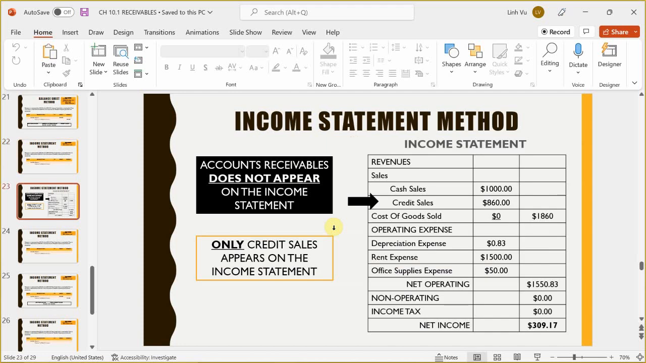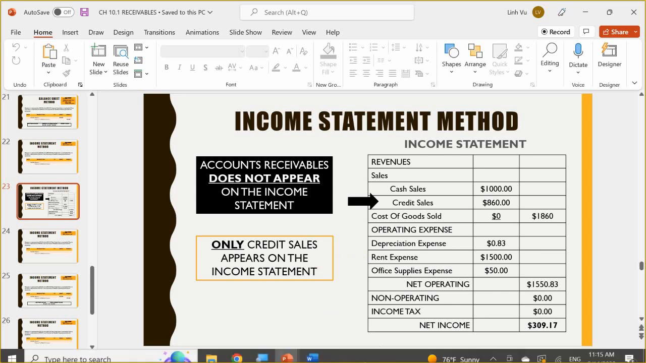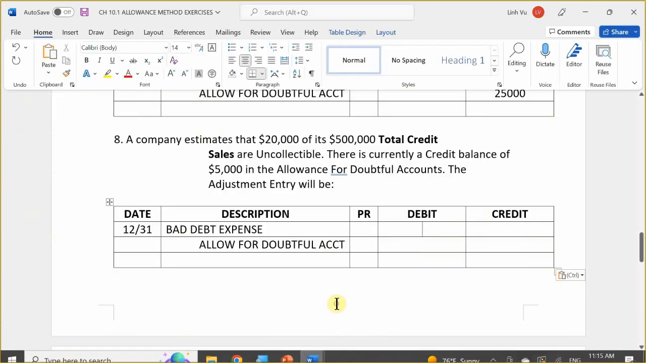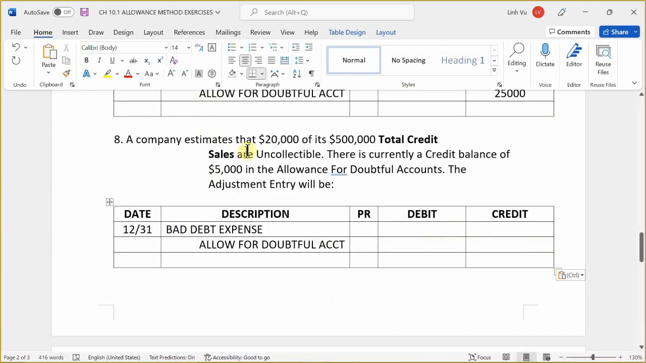Right? So in this case, it doesn't appear because a contra account is going to appear wherever the main account is. So if accounts receivable will appear, so will the allowance for doubtful accounts. In this case, the income statement does not show it at all. All you see is just total credit sales. So do you care for whatever balance there is in the allowance for doubtful accounts? No. So if you don't care about whatever's in here, then what number do you care about? Oh, the 20,000. You only care about the 20,000.